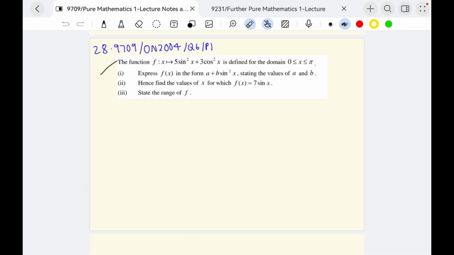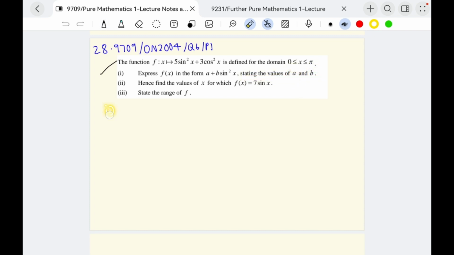Okay, move on to question 28. This is the puzzle question from 9709, October/November 2004, question 6, paper 1. The function f maps x to 5 sine square x plus 3 cos square x, defined for the domain from 0 to pi. Okay, find the f(x) in the form of a plus b sine square x and at the same time you need to state the values of a and b.